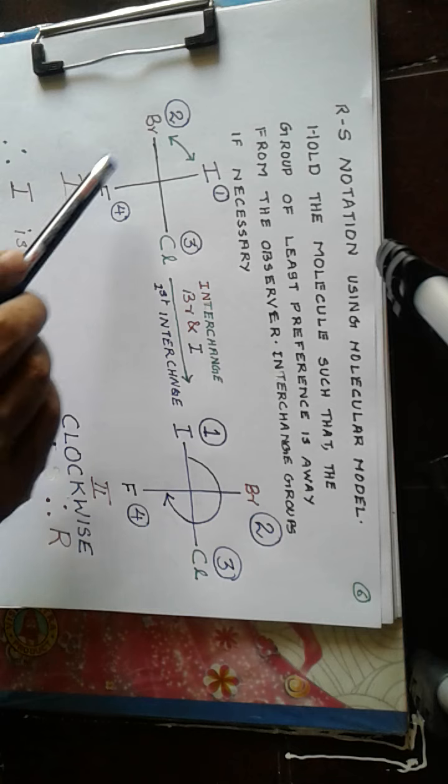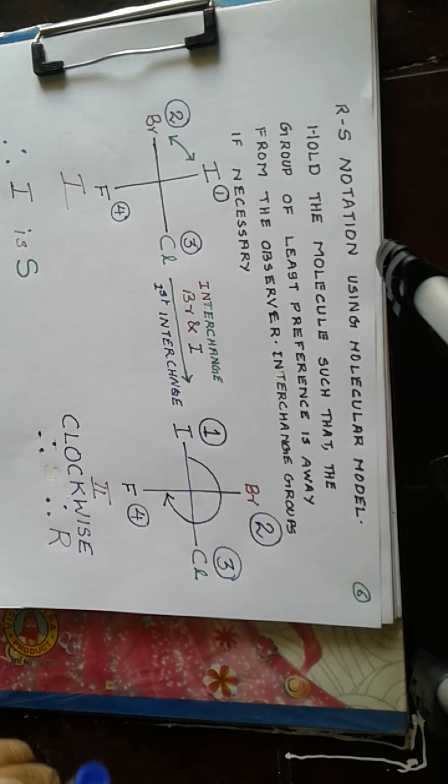So from the Fischer formula we can find out whether the configuration is R or S, and for that we sometimes have to interchange groups. If we interchange the groups an odd number of times, then we get an inverted configuration, whereas if the interchange is even, then we get the original configuration.